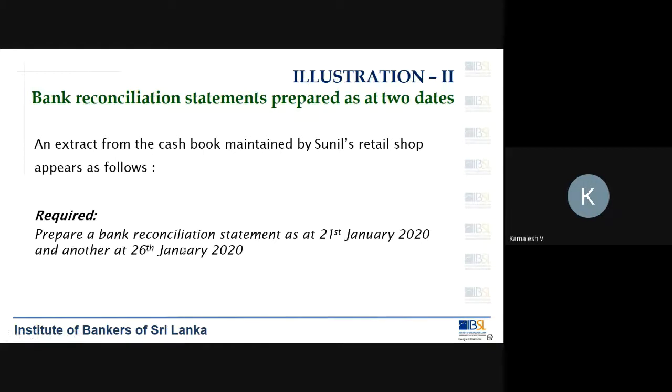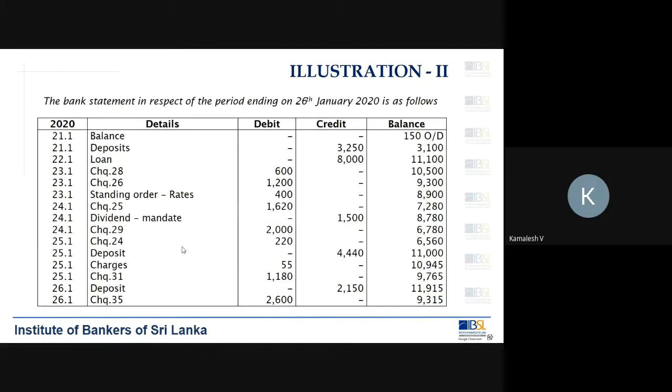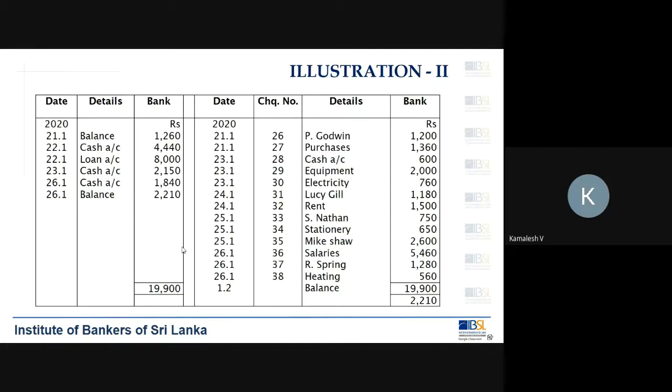Now let us understand what these 2 dates are. So look at the cash book and the bank statement. Look at the cash book and the bank statement. Can somebody tell me what are these 2 dates, 21st and 26th? Can somebody tell me what is 21st and what is 26th? The accounting period. Not really. It's not really the accounting period.